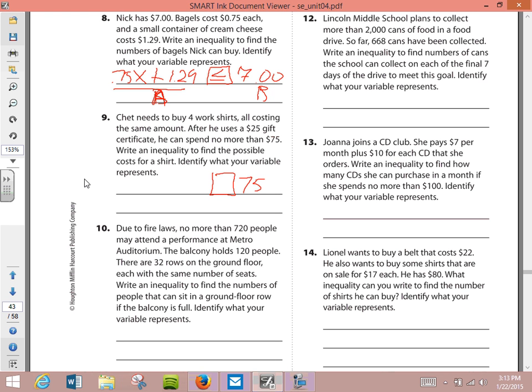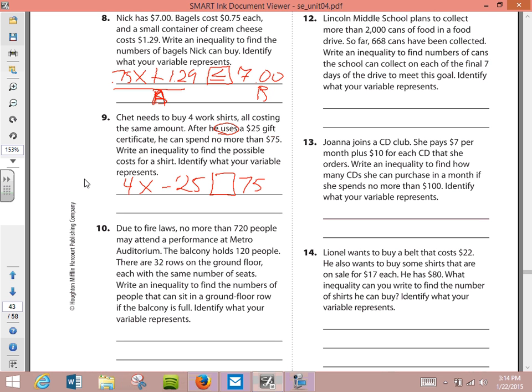What is b? 25. Is it positive or negative? You sure? Why is it negative? It's a gift certificate, right, that he's using. That's not money. That's a gift certificate in addition to the money that he has. So what is m? 4. What is x then? What does it represent? For each shirt he has to buy. There you go. All right.